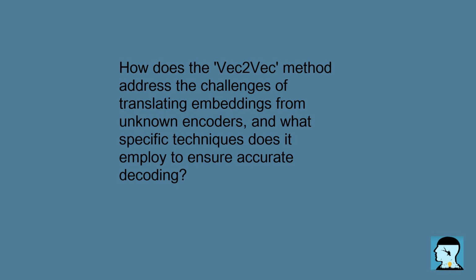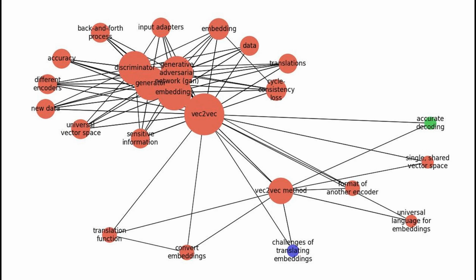How does the Vec2Vec method address the challenges of translating embeddings from unknown encoders, and what specific techniques does it employ to ensure accurate decoding? The Vec2Vec method tackles the challenges of translating embeddings from unknown encoders just by creating a universal language for these embeddings. Just imagine trying to communicate with people who speak different languages. You need a pretty common language to understand each other. Vec2Vec does this by transforming various embeddings into a single sort of shared vector space.